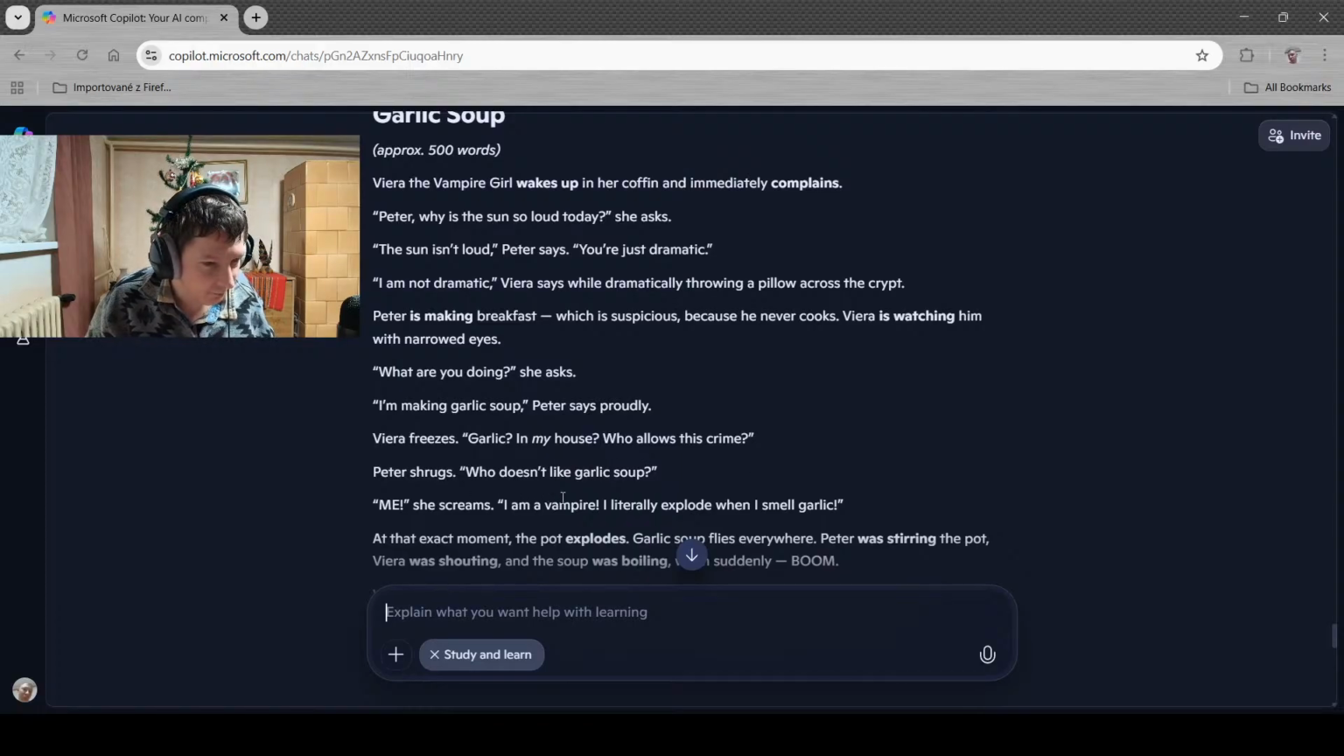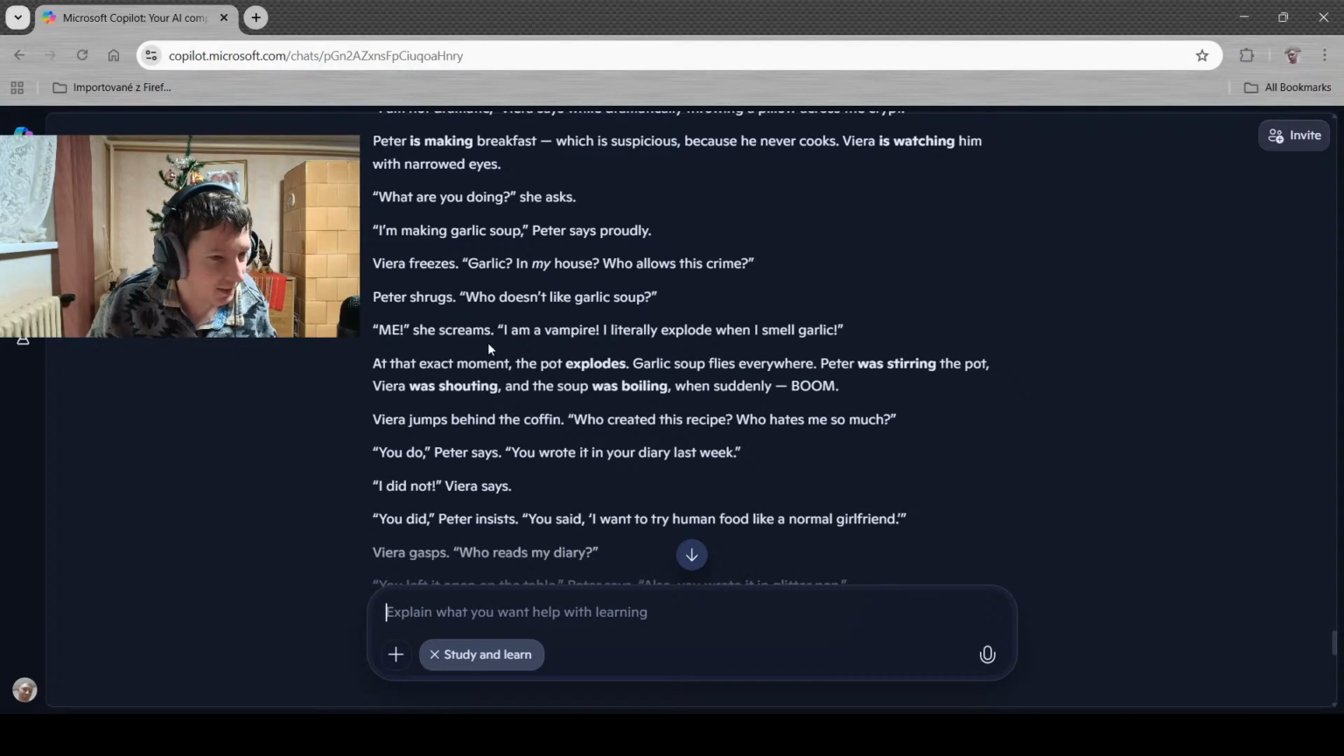He doesn't like... Who doesn't like garlic soup? Me! She screams. I am a vampire. I literally explode when I smell garlic. At that exact moment, the pot explodes. Garlic soup flies everywhere. Peter was stirring the pot. Viera was shouting, and the soup was boiling when suddenly, boom! Viera jumps behind the coffin. Who created this recipe? Who hates me so much? You do, Peter says. You wrote it in your diary last week.